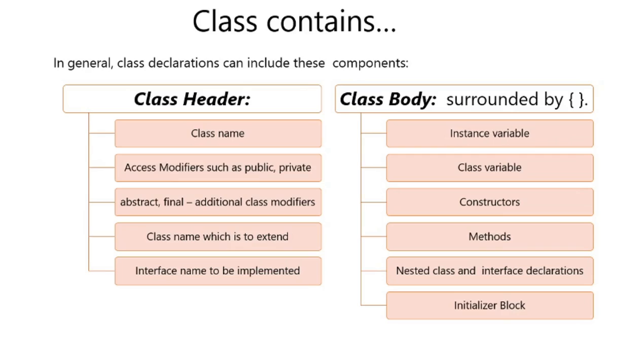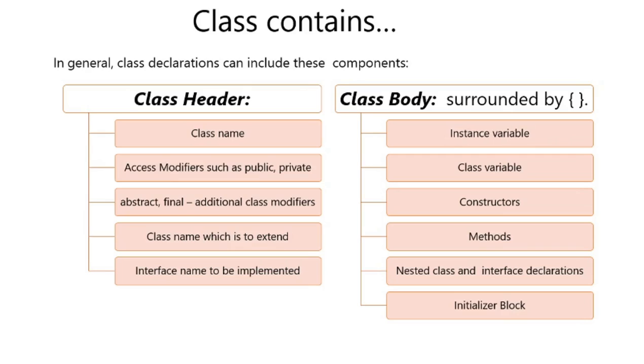Then in class body, what you can declare? You can declare instance variables, class variables, constructors, methods, then nested class and interface declaration, and initializer block. Just now on the previous slide we have discussed these parts.